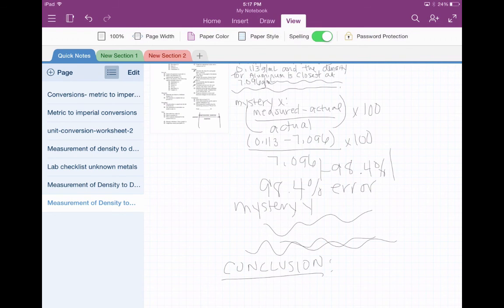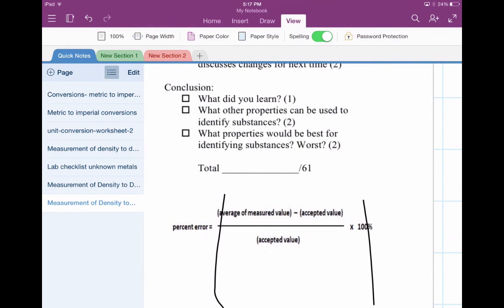Your conclusion should address these two or three different things. What did you learn? What other properties can be used to identify substances? So in addition to density, what other clues could you have used to help you identify these substances? And then what properties would be best for identifying substances and worst? So of these other properties that you might be thinking of, which ones would work the best and which ones would work the worst?